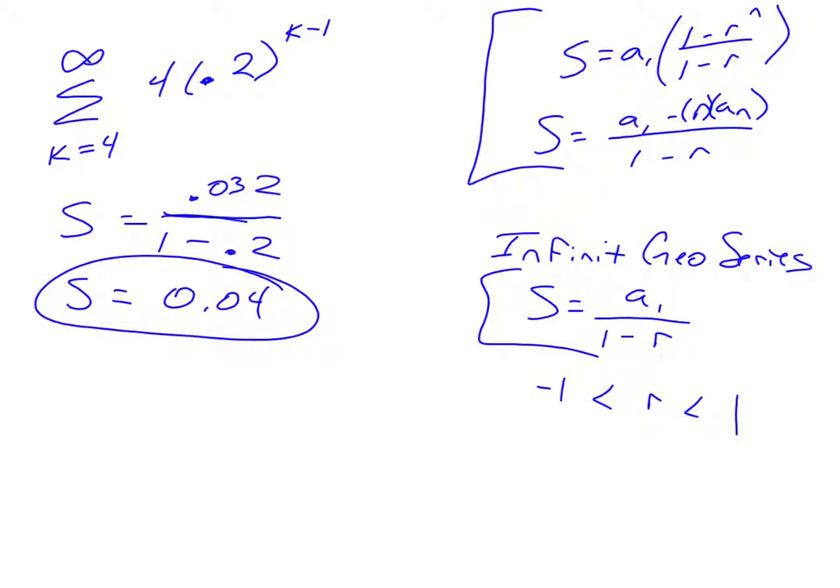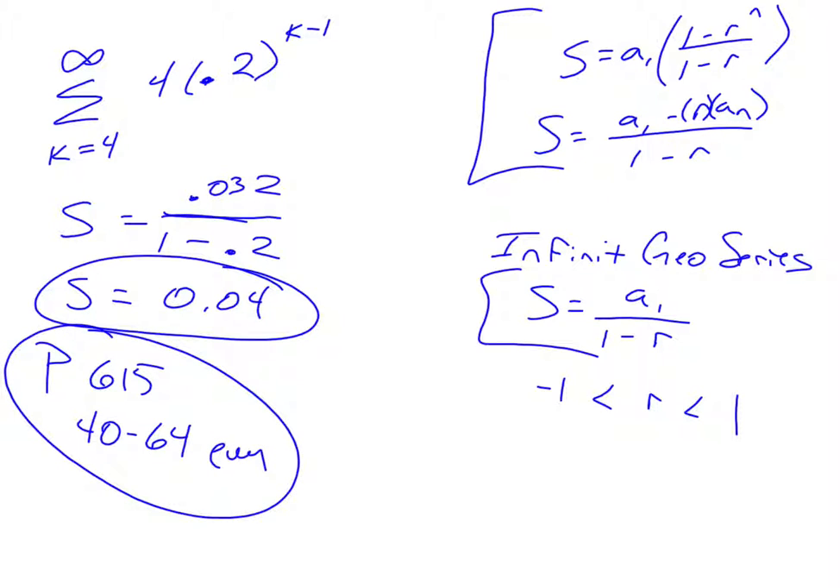Alright, so on page 615, we're going to do 40 to 64 even. And remember, when you get to these summation notations, what is the book going to have instead of K right here? N. Remember to replace that with I, J, or K. That way you don't get confused.